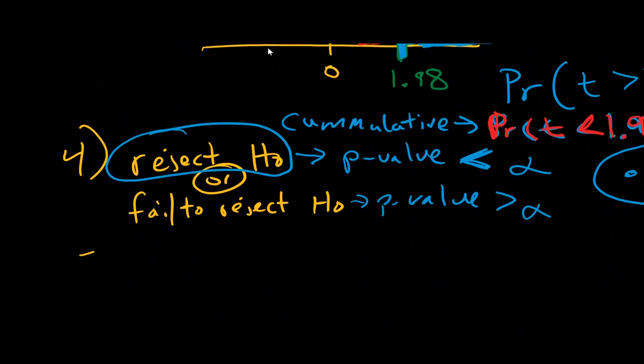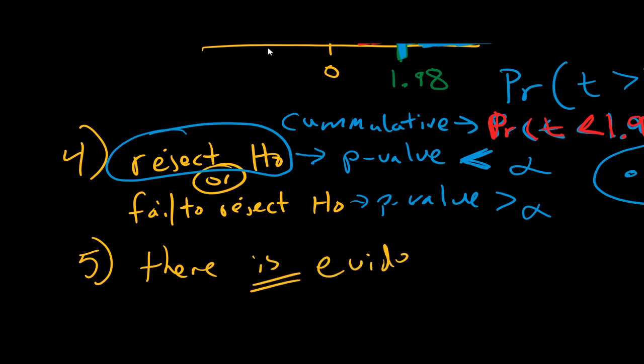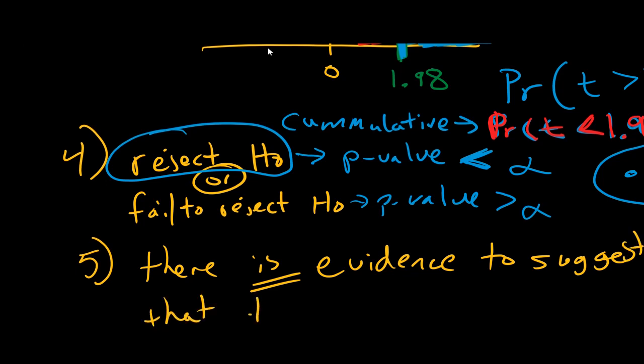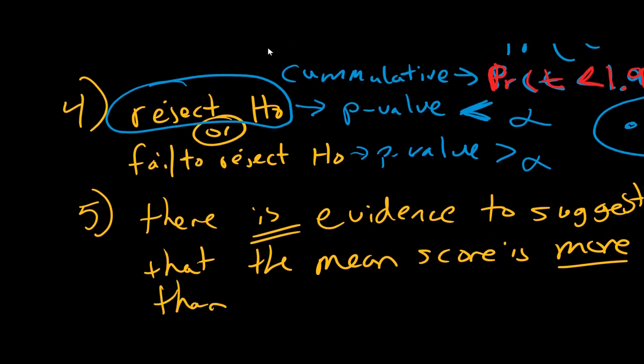So step number 5: there is evidence to suggest that the mean score is higher than 65, which is basically what the alternative said, that mu was more than 65. I just rewrote that in English. So there is evidence for the alternative because we've rejected the null hypothesis.